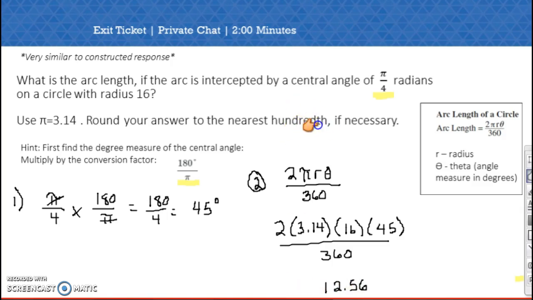They said round to hundredths, so remember hundredths is this second decimal, 2 decimal places, so 12.56 would be the correct answer.